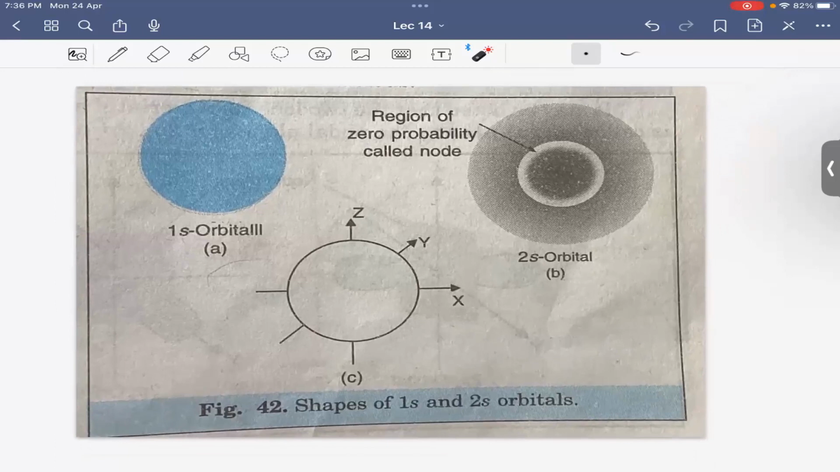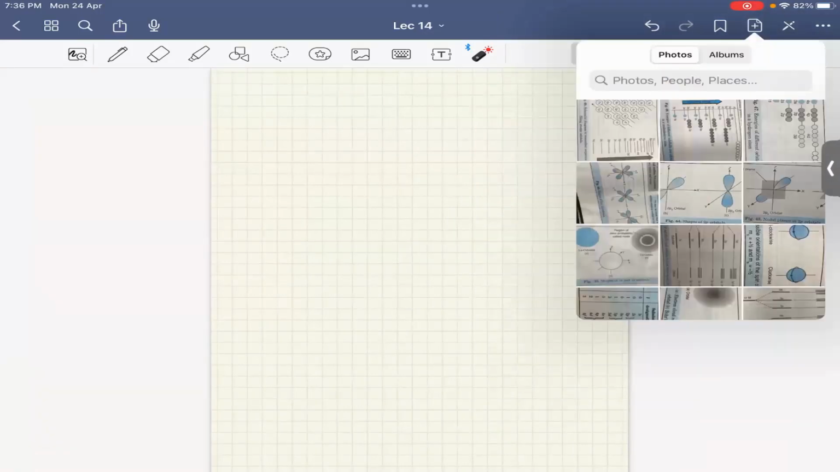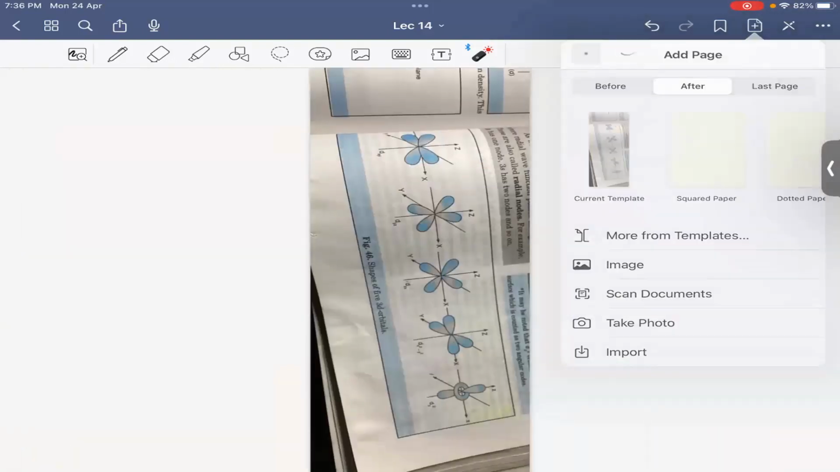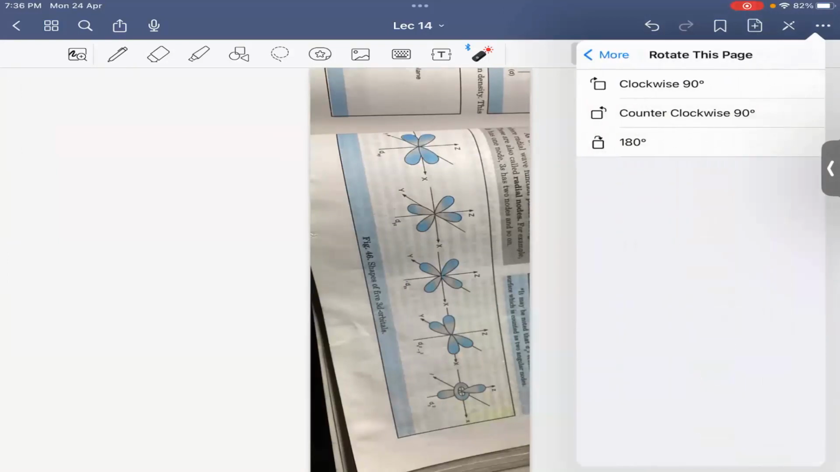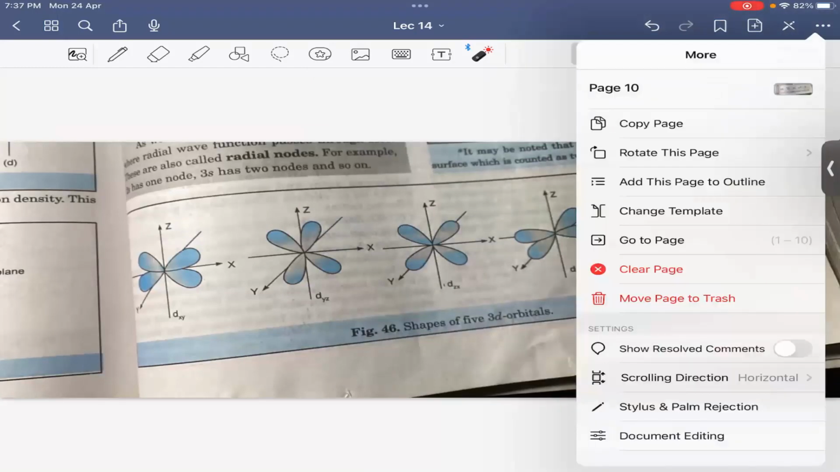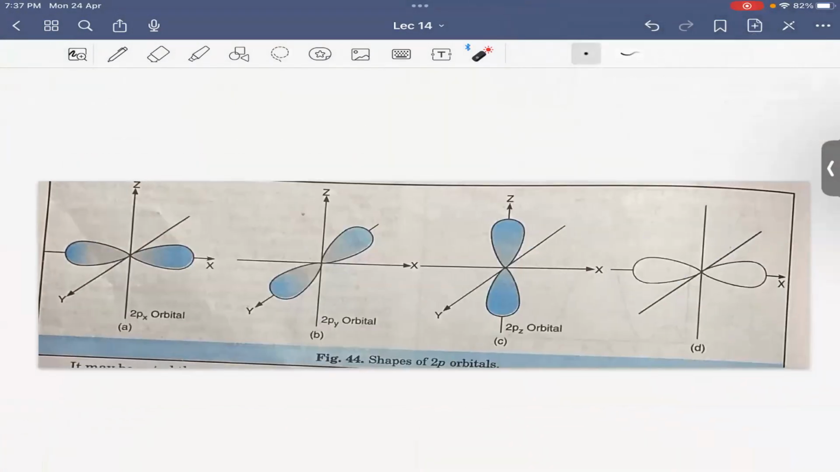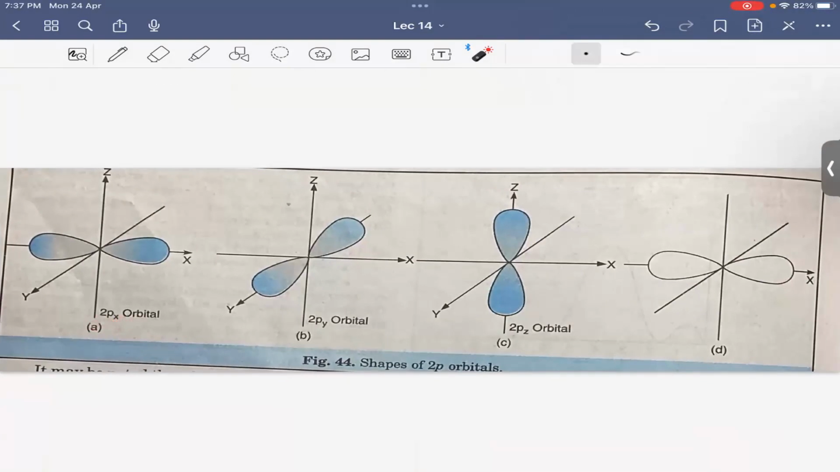So now we are going to study the shape of p orbitals, so we are going to add the next figure, which is the 2p orbital, right? So this is the figure. This is the 2px orbital, 2py orbital, and 2pz orbital, right? As you guessed, x stands for the direction in which the orbital is present. It is of dumbbell shape, right? This is y-axis, hence y. This is z-axis, hence z.